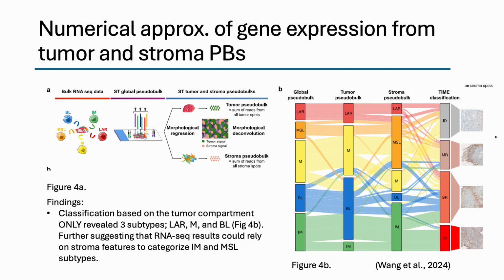Classification based on tumor-only compartments revealed 3 subtypes: luminal androgen receptors, mesenchymal, and basal-like, further suggesting that RNA-seq results could rely on stroma features for categorizing immunomodulatory and mesenchymal stem-like subtypes. Hopefully, you are starting to see how spatial transcriptomics could give scientists a greater understanding of triple-negative breast cancer tumor heterogeneity.